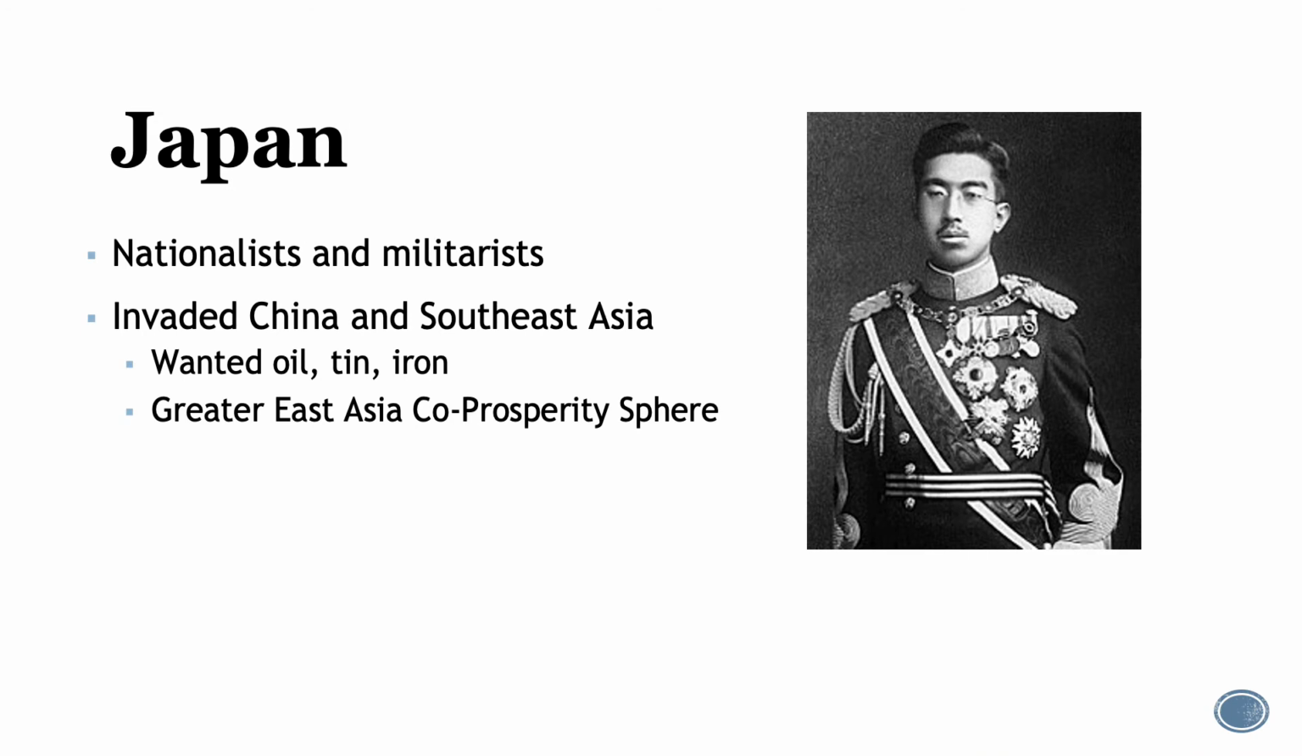In Japan, you have nationalists and militarists. They invaded China and Southeast Asia, wanting oil, tin, and iron to help build up their military industrial complex. They also created the Greater East Asia Co-Prosperity Sphere, which basically meant we're going to be a bully and do whatever we want.